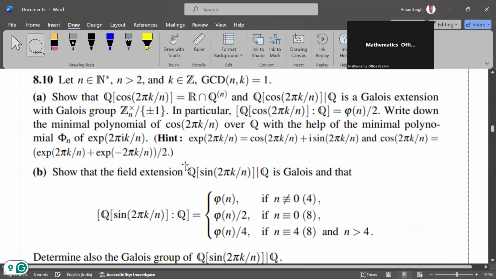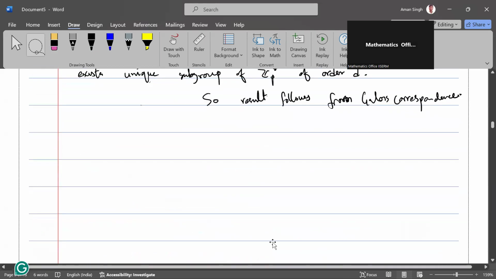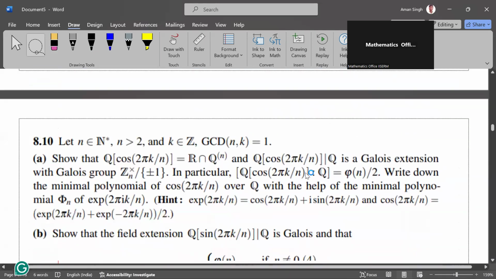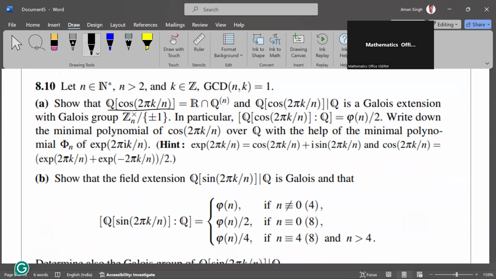We have the next question here. Here also we are getting hints, so I'm not going to solve it. We are almost out of time, but I can discuss what it is saying: Q(cos 2πk/n) is the same as Q_n intersected with R.